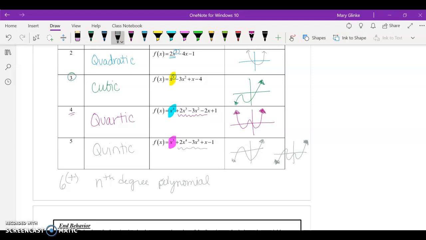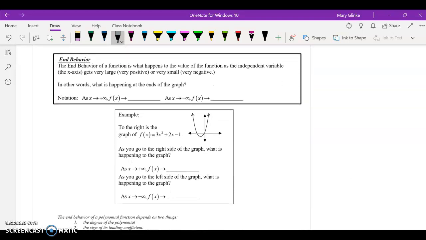So for instance, if you have x to the 8th, we would just call that the 8th degree polynomial. Now what we're going to do is look at the end behavior of your graph. The end behavior means what's happening to the right and what's happening to the left. So that's what we are looking at on our graph: where it's going on the right and where it's going on the left.